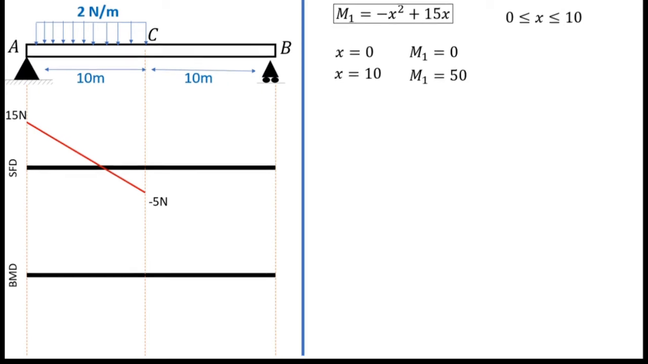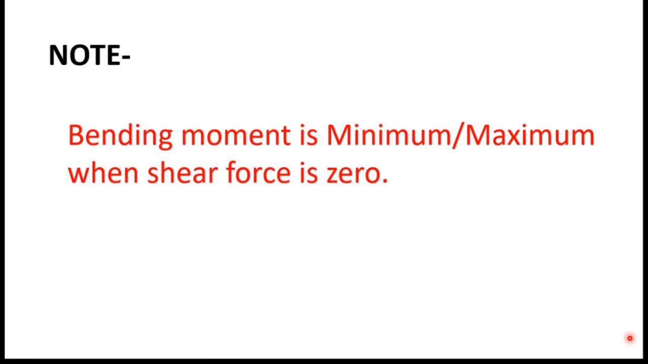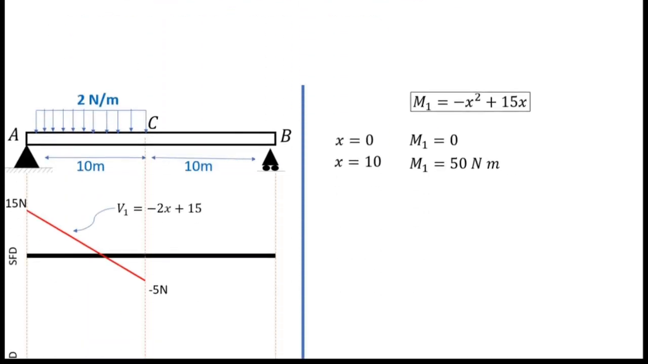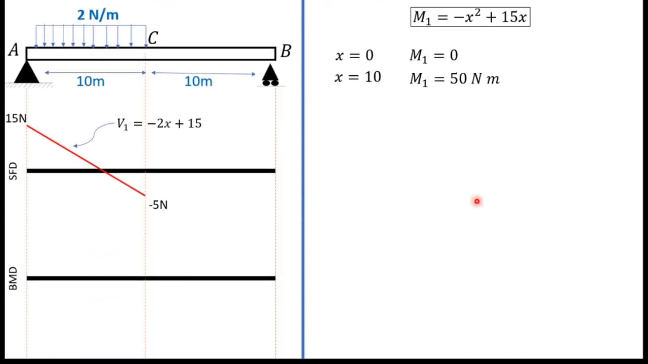And also I have to find the maximum or minimum. So here is an important theory. It says bending moment is minimum or maximum when shear force is 0. Bending moment is minimum or maximum when shear force is 0. That means the maximum or minimum point lies on this point. That means if I draw a line like this, the minimum or maximum point lies on this dash line.